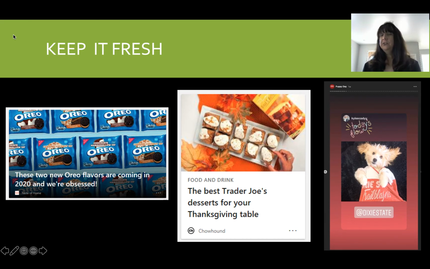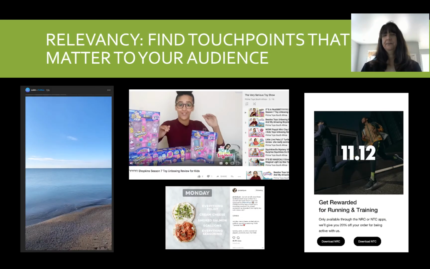Another thing is, I just pulled this one off Dixie's website, they did a National Dog Day, and it was really cute. So they had this little picture of this dog with a little bandana for Dixie, and then all of the students started posting their own dogs with little Dixie gear. It was a beautiful piece of content and engaging with the customer at a point in time where it's National Dog Day. Let's do something fun. So keep it fresh. Make sure that you're relevant. Find touch points that matter to your audience.